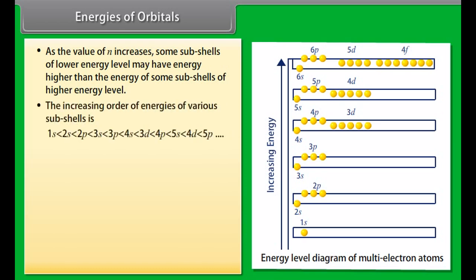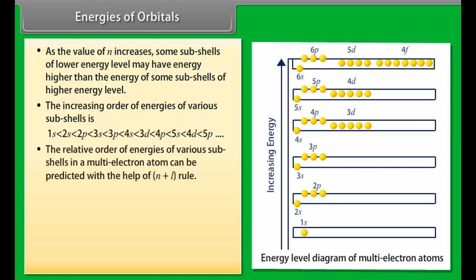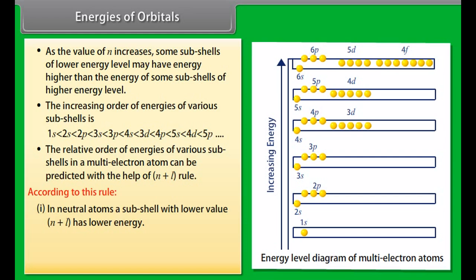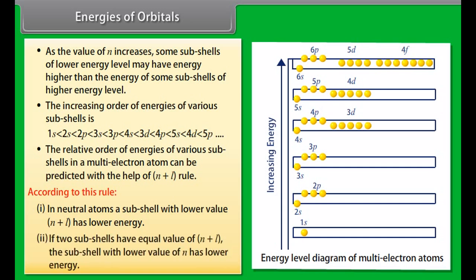Number 4. The increasing order of energies of various subshells is given below. The relative order of energies of various subshells in a multi-electron atom can be predicted with the help of the n plus l rule. According to this rule, number 1. In neutral atoms, a subshell with a lower value of n plus l has lower energy. Number 2. If two subshells have an equal value of n plus l, the subshell with the lower value of n has lower energy.